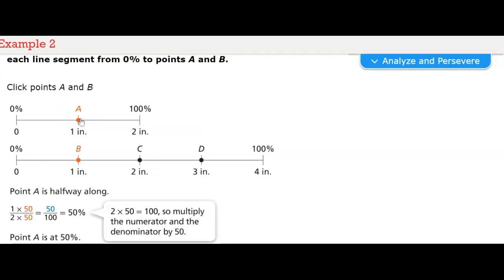Point A is halfway along between the 0 and the 2 inches, so that's 50% of the way, 50 out of the 100%. Then you have point B, and that is 1/4 of the way to the 100%, because you have 1 space here, 2, 3, and 4. So that is why it is 1/4 of the way. So that is 25, like 4 quarters equals $1. So 25 out of 100 is equal to 25%.